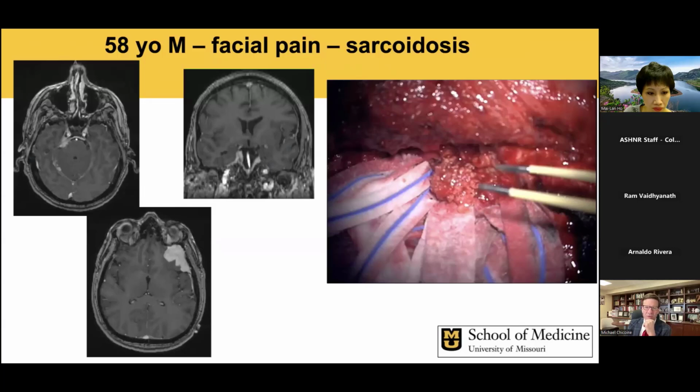Here's another case of kind of a zebra. What my neuroradiologist and I at the time thought was going to be multiple meningiomas turned out to be sarcoidosis. So keeping these variations in mind.